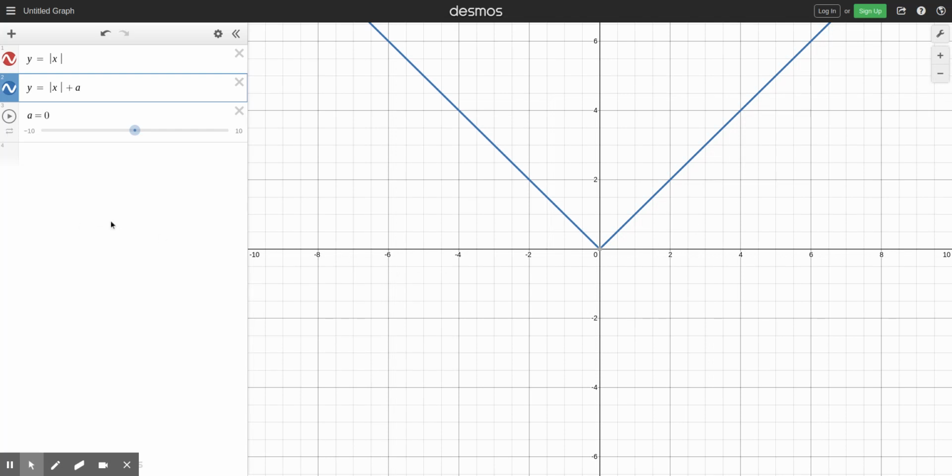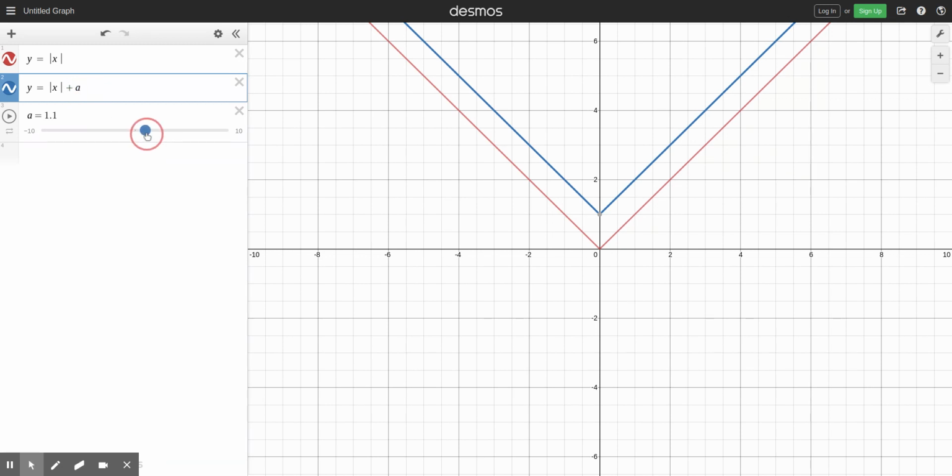Okay, so let's look at how the equations for translating the absolute value function work. So I've got a slider here, and it lets me translate my absolute value function. So in red, I have y equals the absolute value of x, and in blue, I have y equals the absolute value of x plus a. You'll notice here the plus is outside of the absolute value symbols, and that's important.